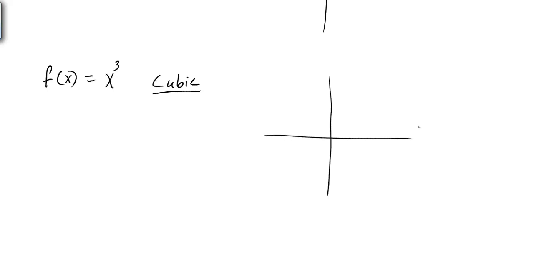All right, the next function is f of x equals x cubed. This is our cubic function. And this function is going to look something like this. It's kind of like a line that has a little bend in the middle here. Almost kind of looks like a chair a little bit. So there's the graph of our cubic function.